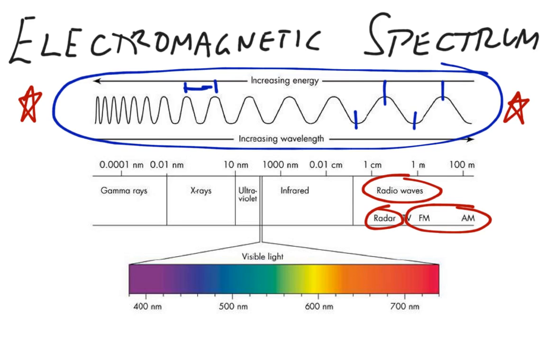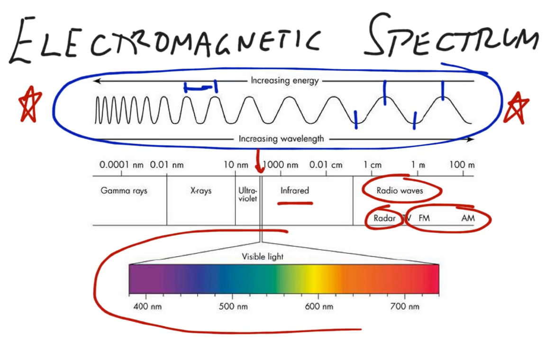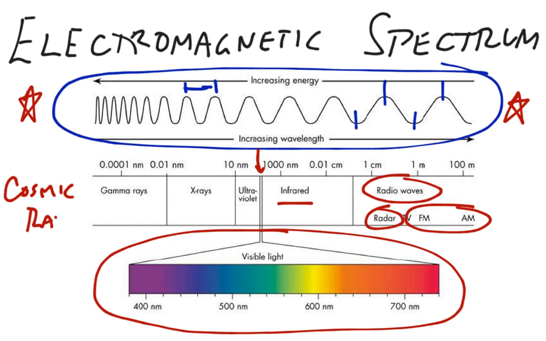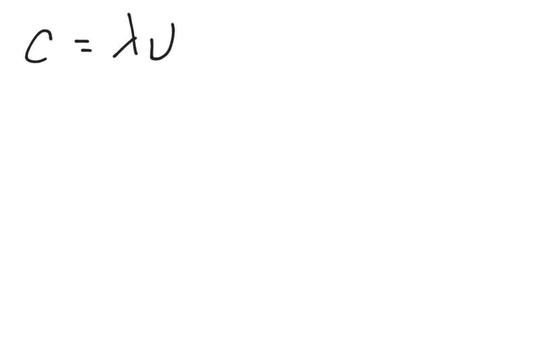Furthermore, with a little bit more energy and a shorter wavelength, we have infrared radiation. We see that as heat. The very small section of the electromagnetic spectrum that we can see is right here, and that's visible light. All the colors that we see are in that tiny little portion of the electromagnetic spectrum. Then we have ultraviolet, X-rays, and gamma rays. There's actually something called cosmic rays out here as well that have even more energy.